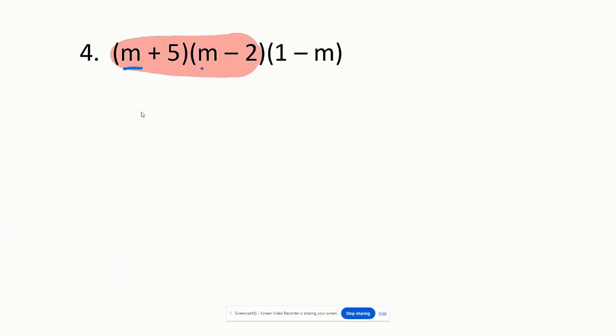What's m times m? M squared. What's m times negative 2m? Negative 2m. What is 5 times m? Positive 5m. And what is 5 times negative 2? Negative 10.